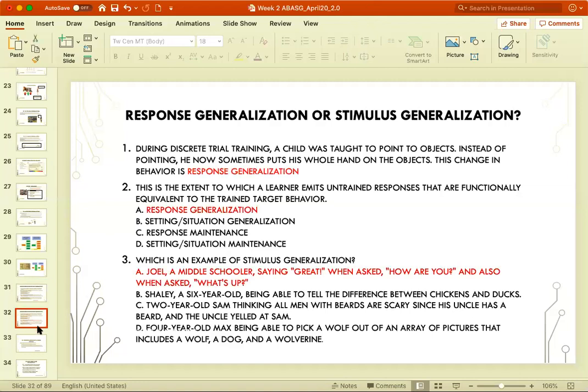Okay, so number one, response generalization. I present to you a stimulus and you show me different types of responses. Therefore, it's response generalization. You are pointing to something, you're putting your hands to something, etc. Great. And response generalization is the extent to which the learner emits untrained responses that are functionally equivalent to the target behavior.